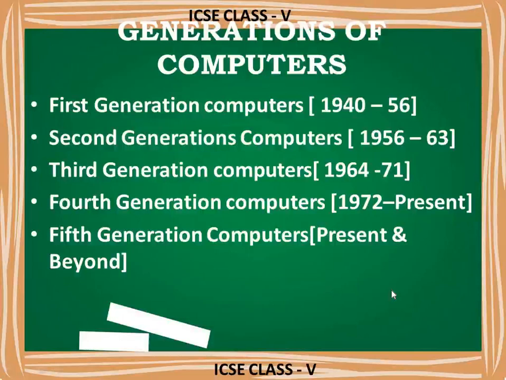Keyboard was used as an input device. In the third generation they used keyboards as input devices, whereas monitors and printers were used as output devices. In the third generation, monitors and printers were introduced. IBM System 360, Apple I, Altair are some of the examples of third generation computers.